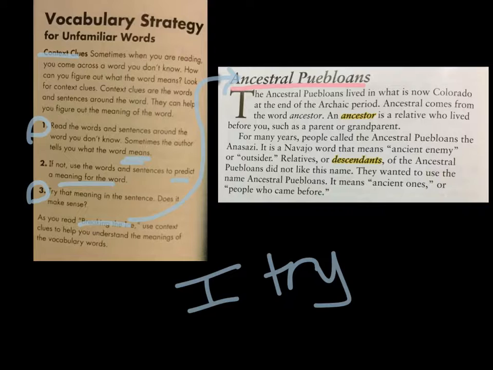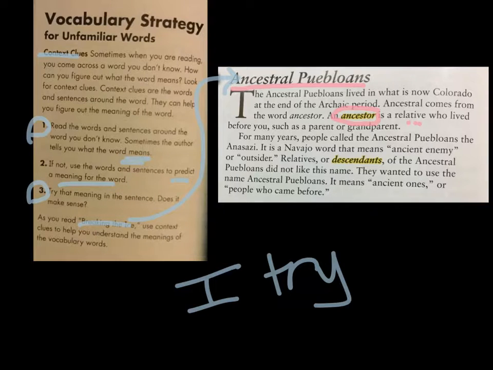All right, word wizards, I'm going to stop right here. I had a word gap. There was a word that the author used that I didn't know what it meant, and it was this word ancestor. And it must be important because the author put it in boldface and highlighted it for me. So when I come to a word I don't know, I need to ask myself, are there some clues that can help me figure out the meaning of this word? Today I'm going to look for some meaning clues or some example clues. So I'm going to reread the sentence. An ancestor is a relative who lived before you, such as a parent or grandparent.